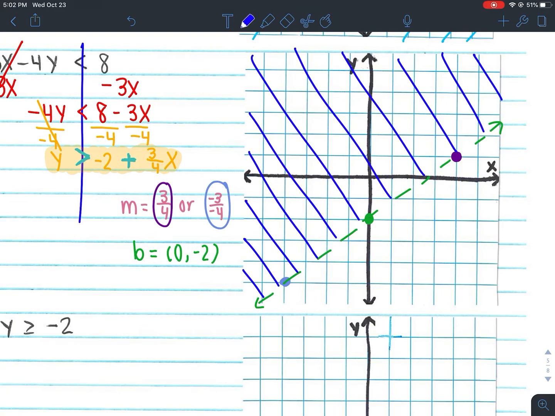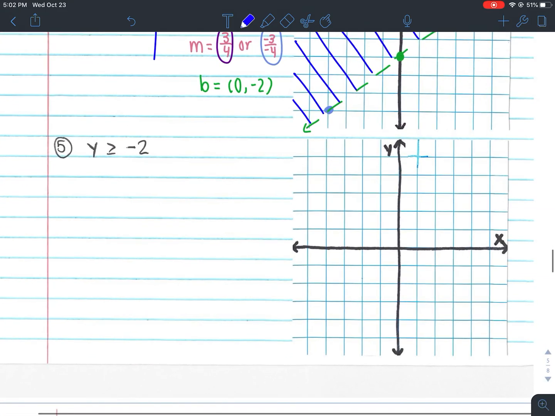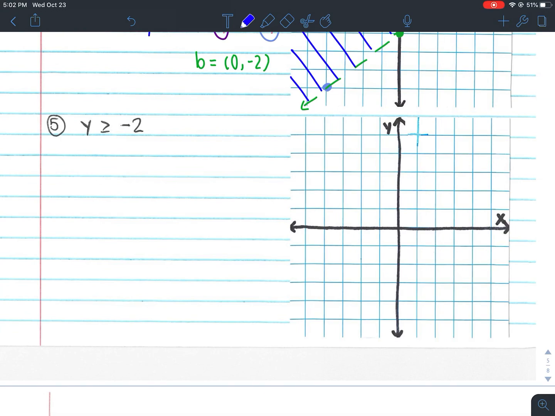Is the point (1, 0) a solution? Yes, it lands on my shaded area. Is the point (3, negative 2)? No, it's in the non-shaded area, so that's a non-solution. The point (0, negative 2), our y-intercept, is a non-solution as well because this is a dashed line, so it's not equal to here. Since it's a dashed line, any point on that line is a non-solution.